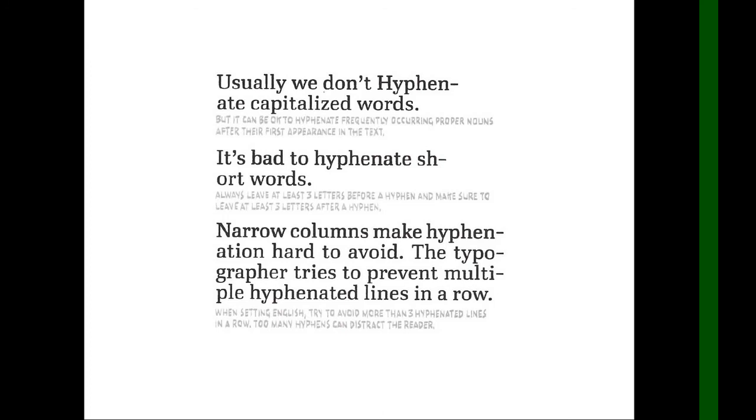And then our last example of what not to do: narrow columns make hyphenation hard to avoid. The typographer tries to prevent multiple hyphenated lines in a row. You can see we have 3 hyphens right in a row. It looks pointy, it looks like barbed wire, and it creates this ladder that your eye just tends to jump down when you're reading. So you want to avoid this.